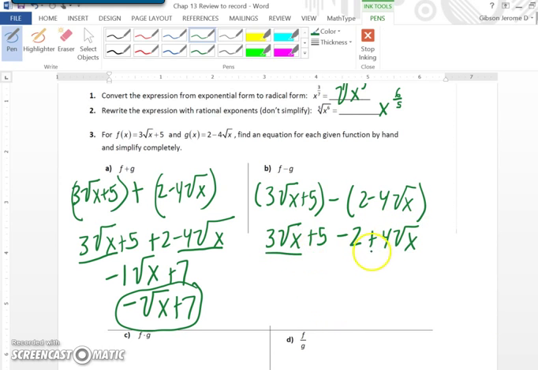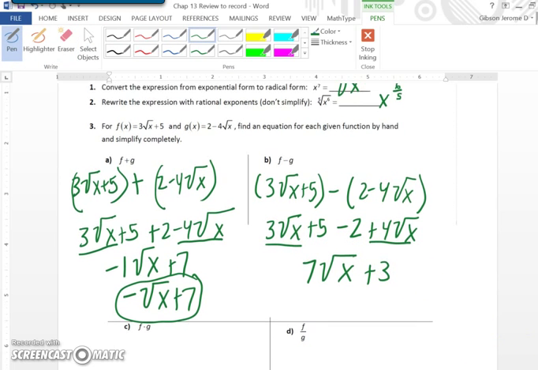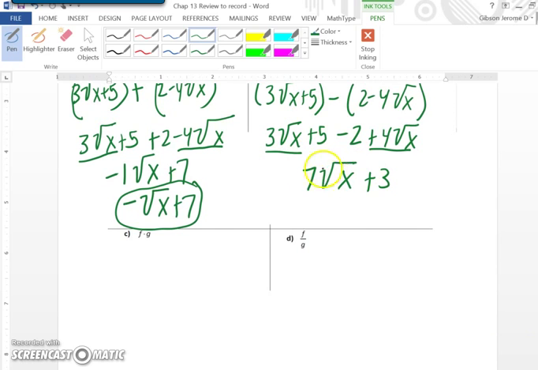Now we combine like terms. 3 square root of x plus 4 square root of x is 7 square root of x. And 5 minus 2 is 3. So this right here would be our final answer. Are there any questions? Okay, so now we go down here to C.